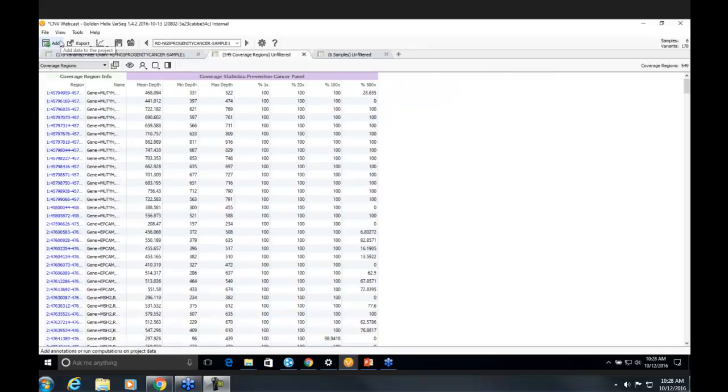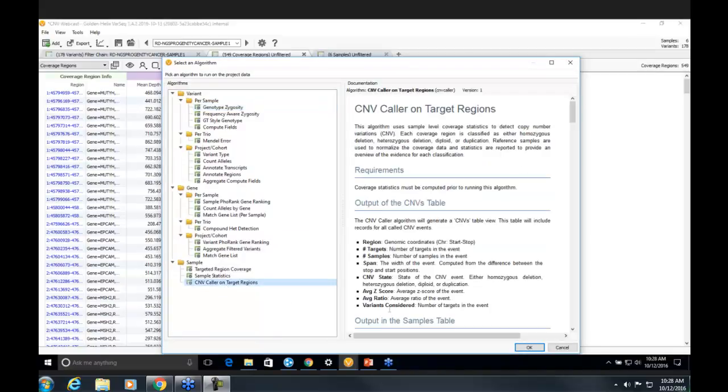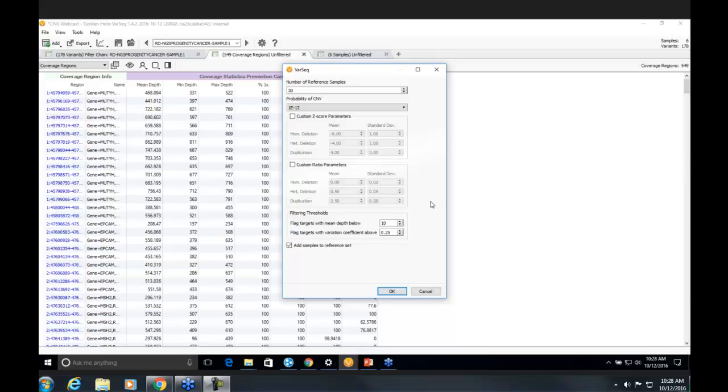So now that we've got our coverage computed, we can go ahead and call CNVs over this data. So I'm just going to click Add Computed Data. I'll go ahead and select our CNV calling algorithm and click OK. And here we have a dialog that allows us to configure and customize the algorithm. Basically, every parameter associated with the algorithm, including all of the distributions associated with the dynamic Bayesian network, can be tuned. But for now, we're just going to worry about the probability of a CNV. And for most applications, this is the main parameter that you will tune.